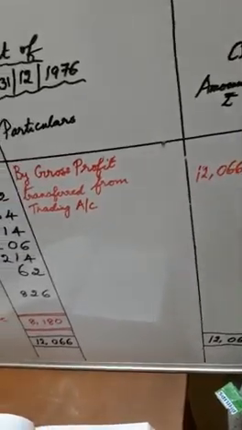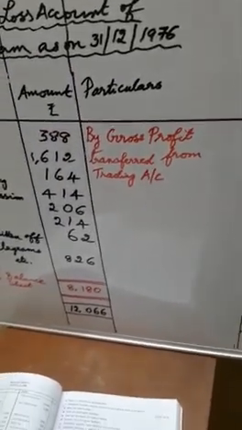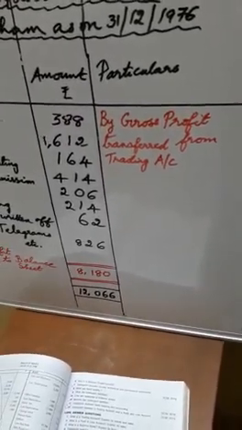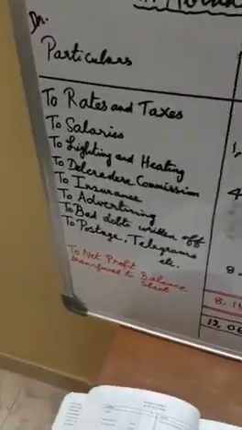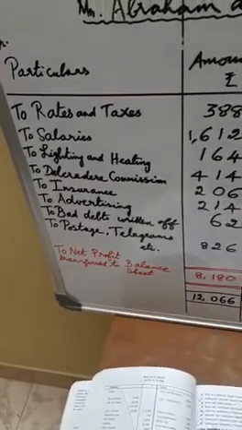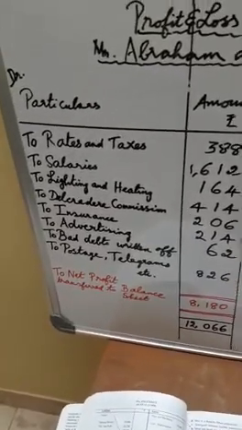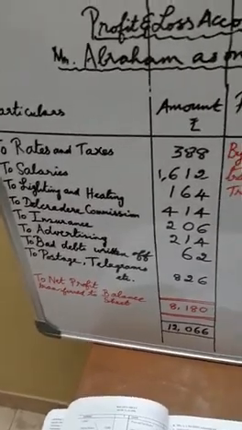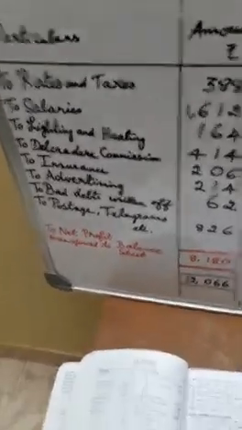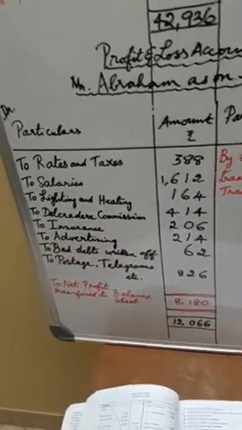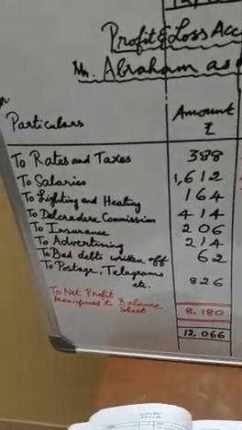And this account will always show a credit balance. That means income will be more than the expenditure or the expenses. So credit balance means it will be a net profit. If the debit side is more than the credit side, then it is a net loss. Normally you will not get problems like that. Very rarely you will get such a problem.